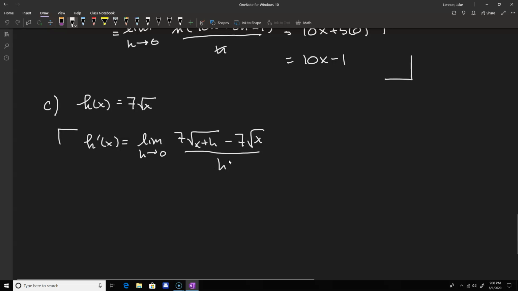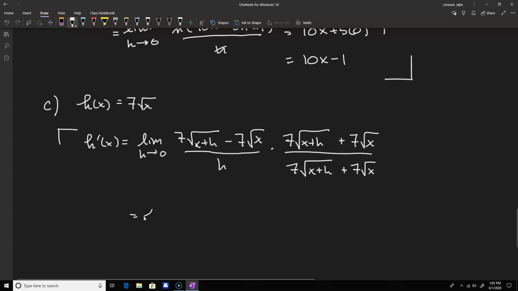Remember, one of the tricks whenever we see square roots, we want to think about multiplying by the conjugate. So that's exactly what we do right now. We multiply by the conjugate of the numerator. So that entails multiplying by 7 square root x plus h plus 7 square root x over 7 square root x plus h plus 7 square root x.